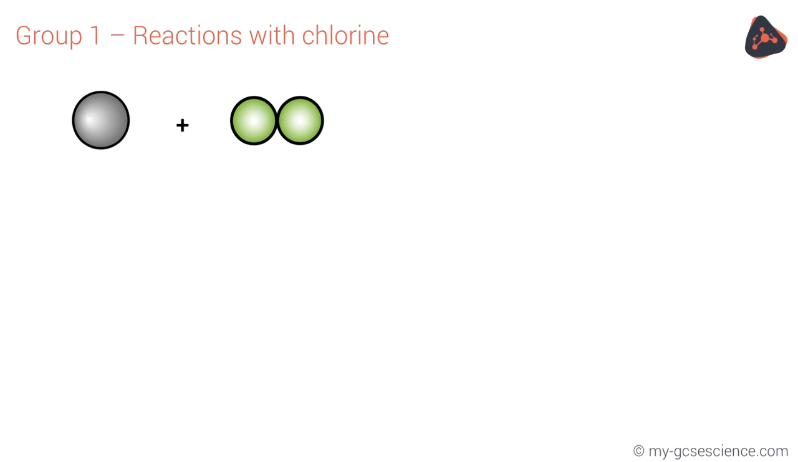Other reactions that group 1 metals do include reactions with chlorine and other halogens. Again, in this diagram, this grey circle represents the group 1 metal. This time, let's say it's sodium. Sodium is Na on the periodic table. We're reacting it with chlorine.